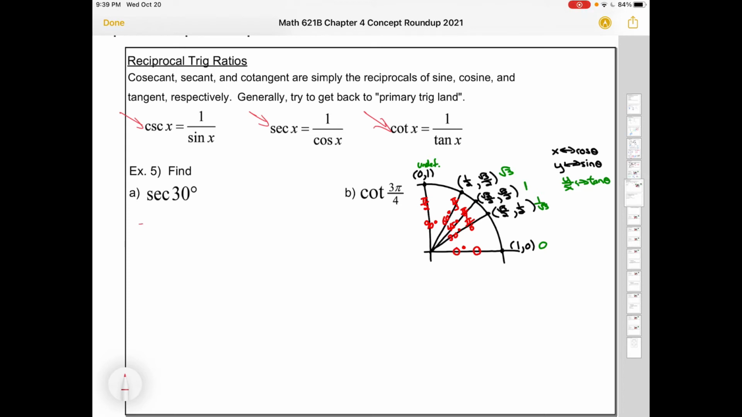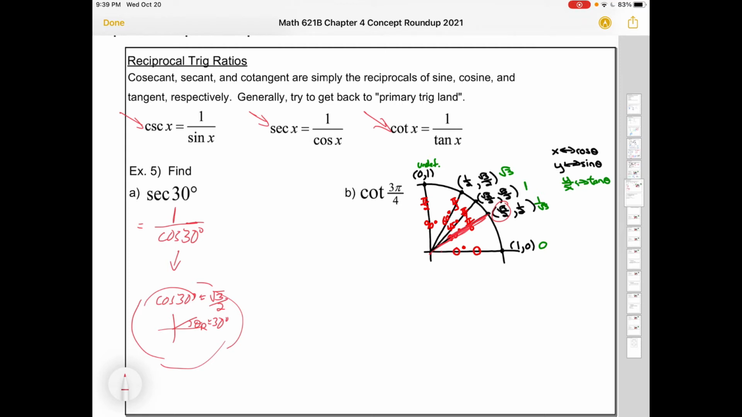If I want to find secant of 30, I know that the secant of 30 is just 1 over the cosine of 30. Now, cosine of 30 is not that hard to find. Cos 30, let's see, it looks like this. It's going to have a reference angle of 30. Oh, let's just find it over here. 30 degrees. The x value is root 3 over 2. So the cosine of 30 is root 3 over 2. It's in quadrant 1, so it's positive.